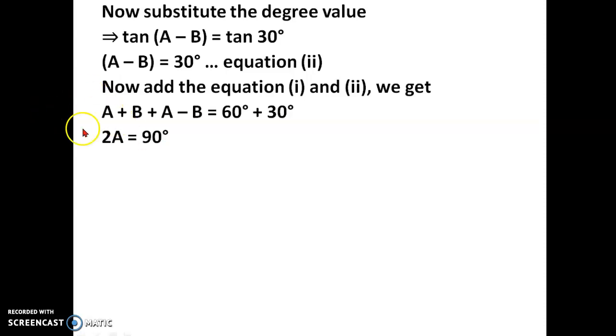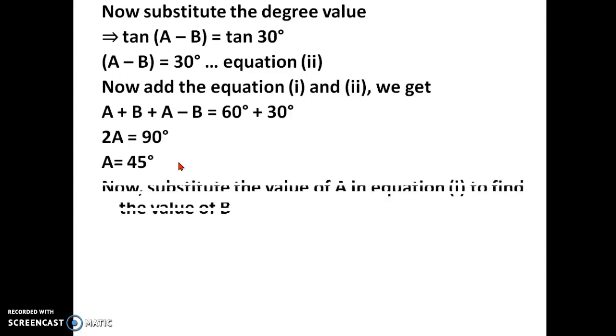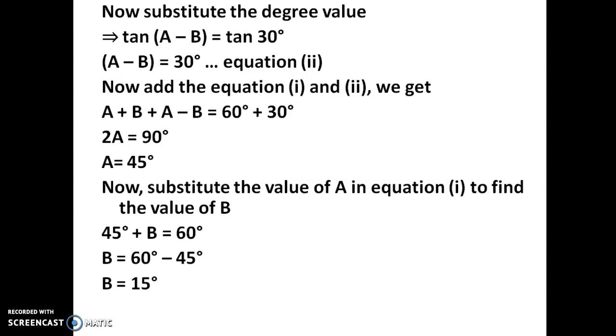A plus A is 2A, no? So 2A equal to 90. Bring the 2 to the RHS, so it will come in division. So A equal to 45 degree. Substitute the value of A in equation 1, any equation you can substitute. So I am getting 45 plus B equal to 60 degree. Bring that 45 to the RHS, so 60 minus 45 is 15. So B value is 15. Here A value is 45 and B value is 15.